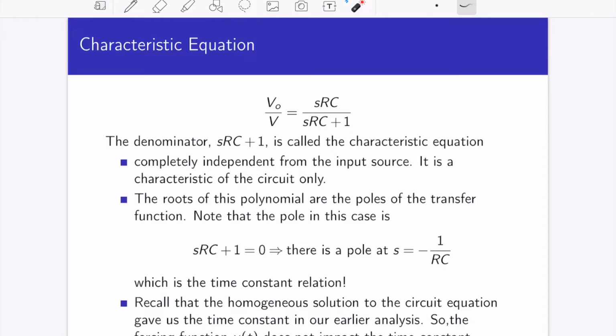Also, remember that our homogeneous solution to the circuit equation gave us the time constant in our earlier analysis. That means that the forcing function v of t does not impact the time constant solution at all, and our assumption that it was 12 volts doesn't change the time constant solution.